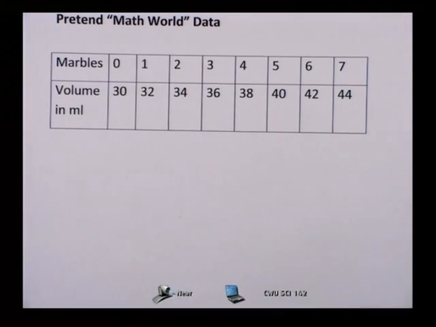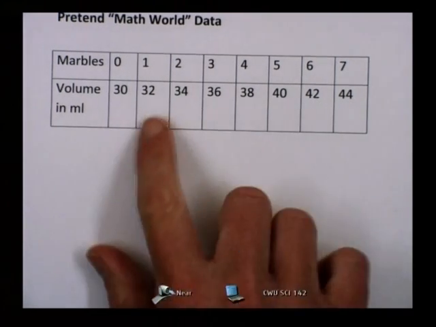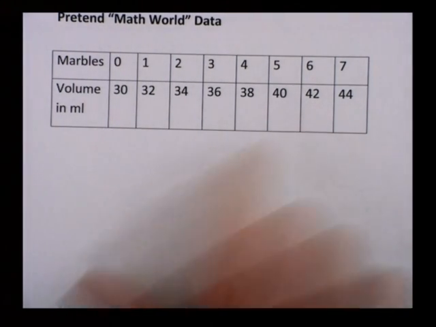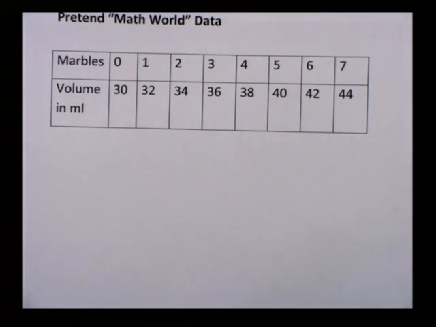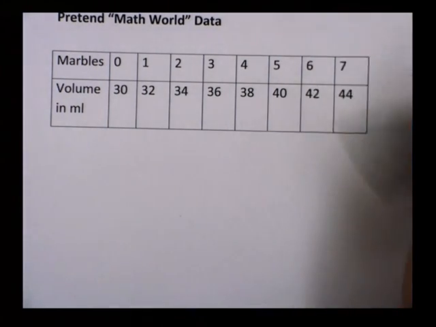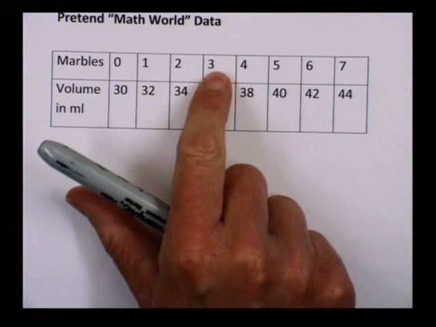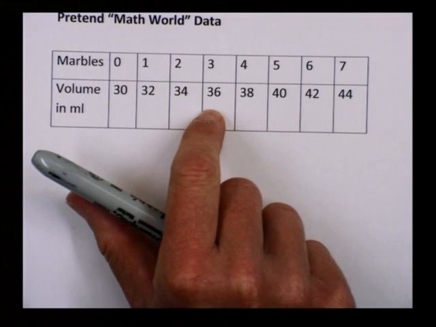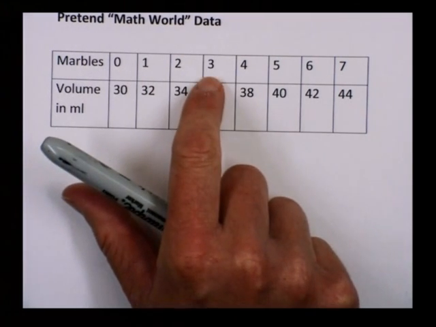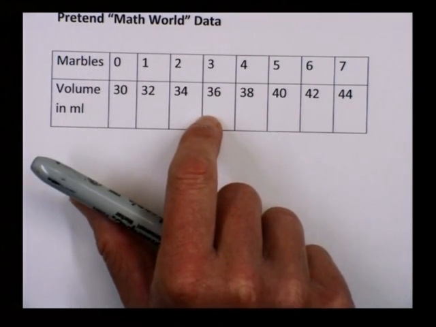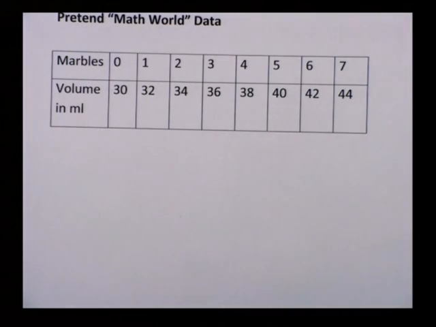So at 0, he had 30. And with every pebble he threw in, the water increased, as you see right here. 32, 34, 36, etc. First thing I want you to notice is that this data does represent a function. Why is it a function? Because for every input, there's exactly one distinct output. For 3 pebbles, there's 1 volume. There's no more than 1 volume for that.